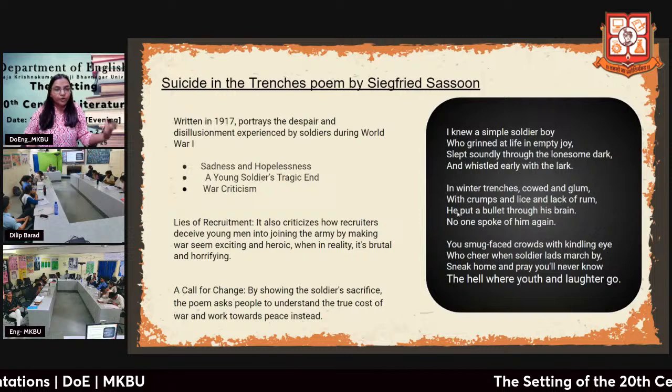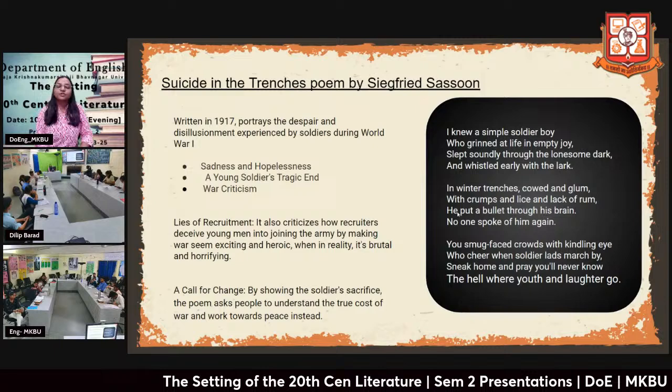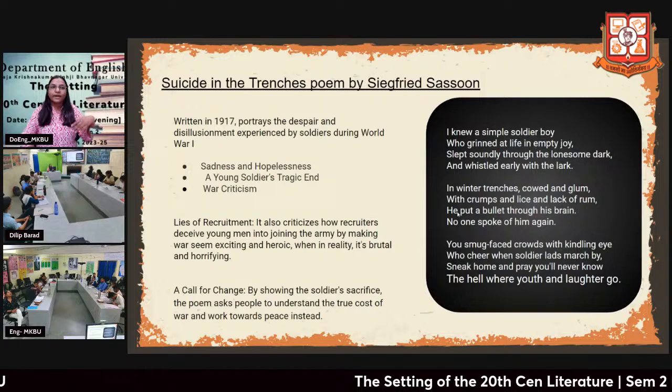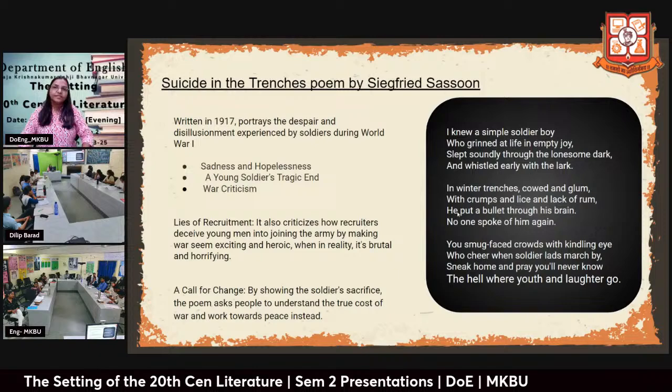By showing the soldier's sacrifice, the poem asks people to understand the true cost of war and work towards peace instead. In the last line of the poem, the poet says, "The hell where youth and laughter go." He is saying that war is hell, and many young people die, sacrificing their laughter and the good things in life, and they just die.